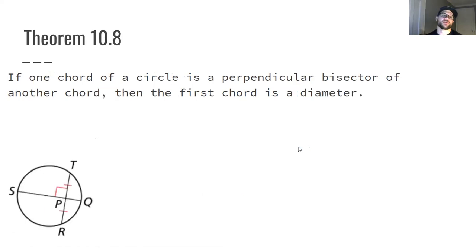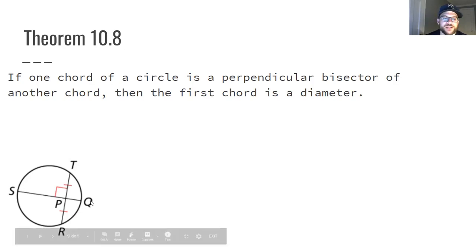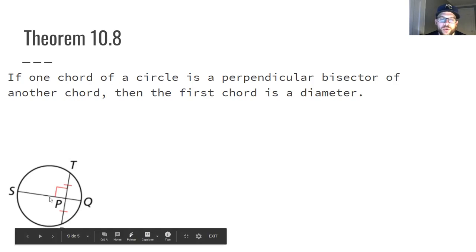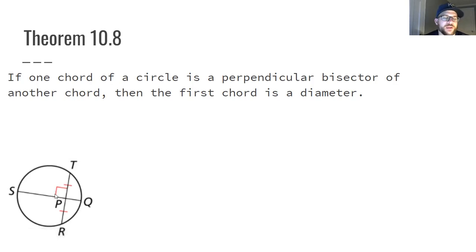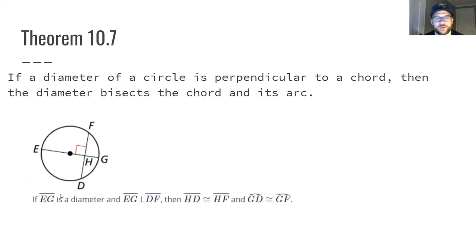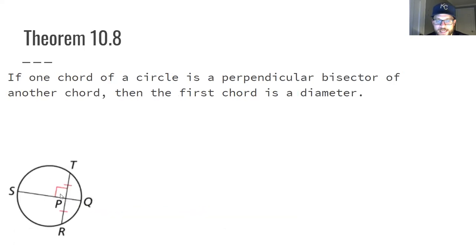Last one before we jump into examples. If one chord of a circle is a perpendicular bisector of another chord, then the first chord is a diameter. So you have this SQ, it's a chord. You don't know if it's going through the center because there's no given point, like on the last one. This one, there is not a given point, so you don't know if it's a diameter.